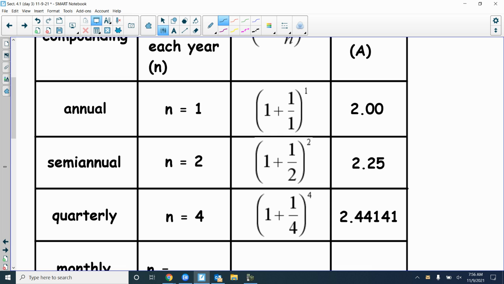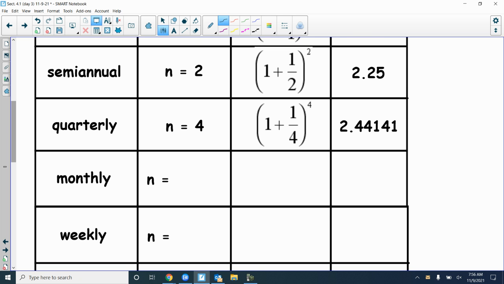If I do it semi-annually, N equals 2, you end up with 2.25. So you get more. If I do it 4 times, I get 2.44141. Now, I know I always talk about rounding it to 2 places, but for this little thing, we need to round it to, let's go to 6 places, even though that one's 5 places should be fine, so we can see the differences.